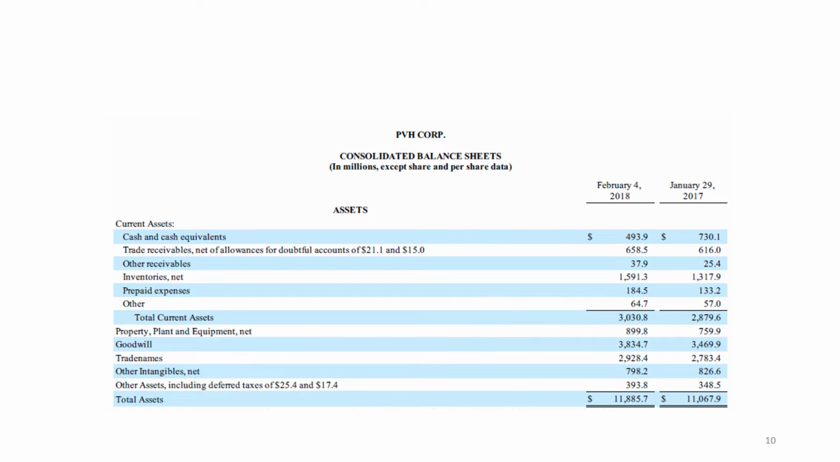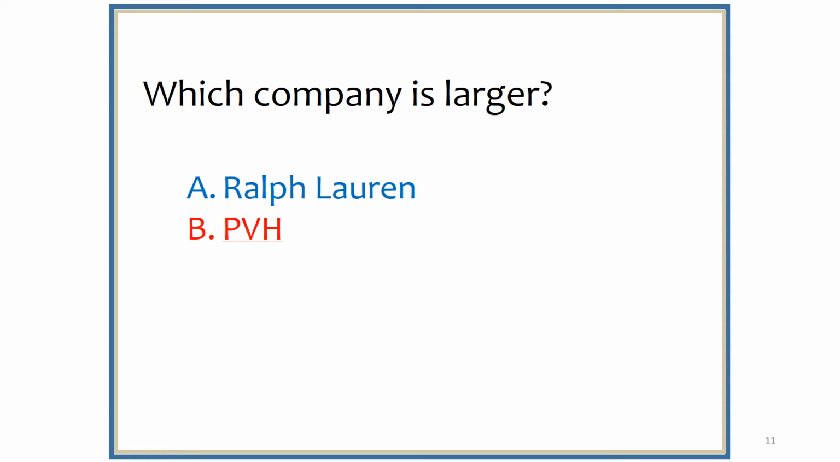Now we're going to go to PVH. So same type of thing, kind of the same line items. They might be broken out a little bit differently, but they're still the same classification of current and long term. So now if you go down to the total assets line item for PVH, you can see that they have $11.8 million in assets. So if we think back to the question that I asked, which company is larger, we can look at those total assets and figure out that PVH is the larger company.